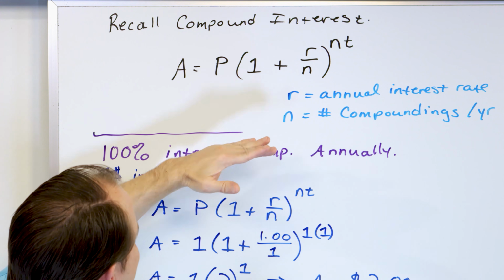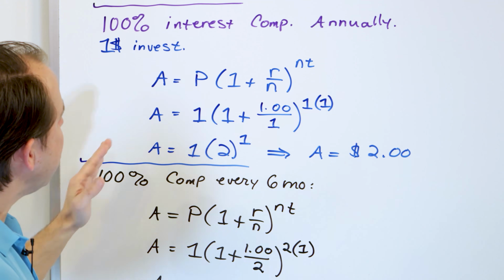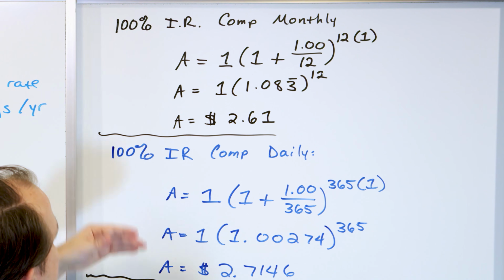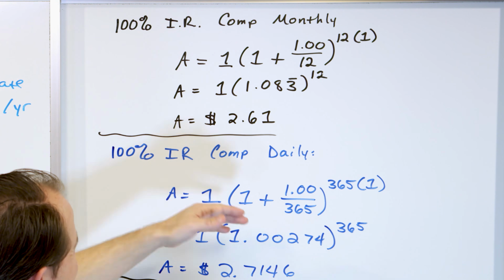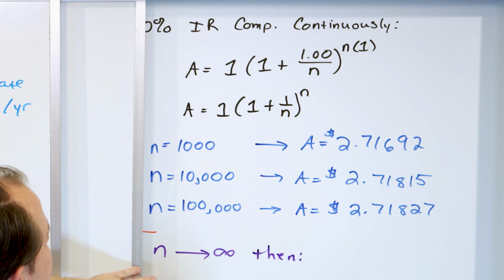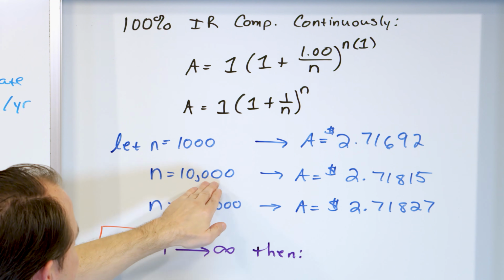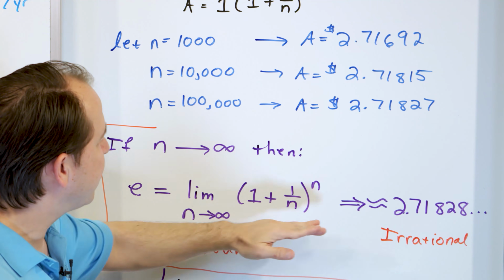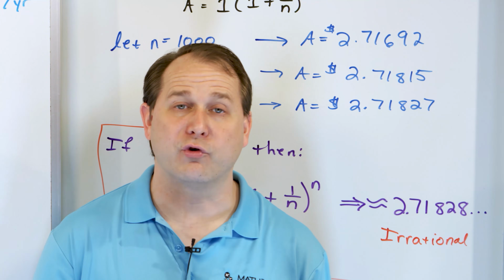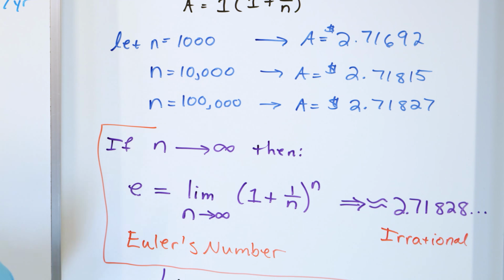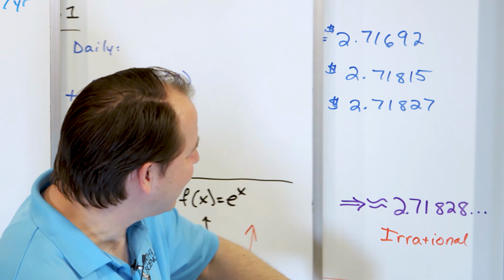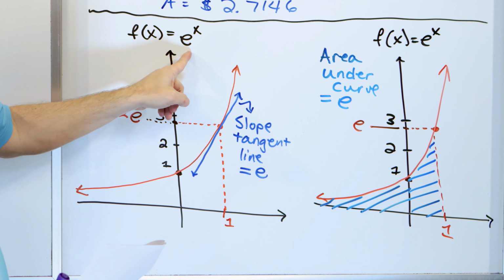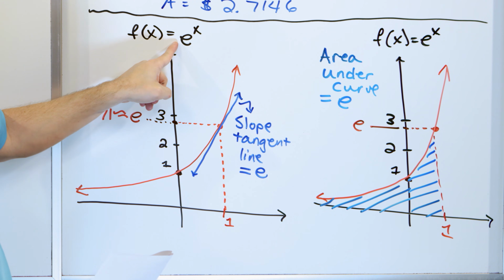If you compound annually a 100% interest rate and then keep compounding more often, to 6 months, to every month, to every single day, and then finally you go 1,000 times per year, 10,000 times per year, 100,000 times per year, you eventually approach this very special number e, which falls out of the exponential growth equations. And then lastly, when you take that number e and you raise it to the power of x, you get an exponential function with a base of e.